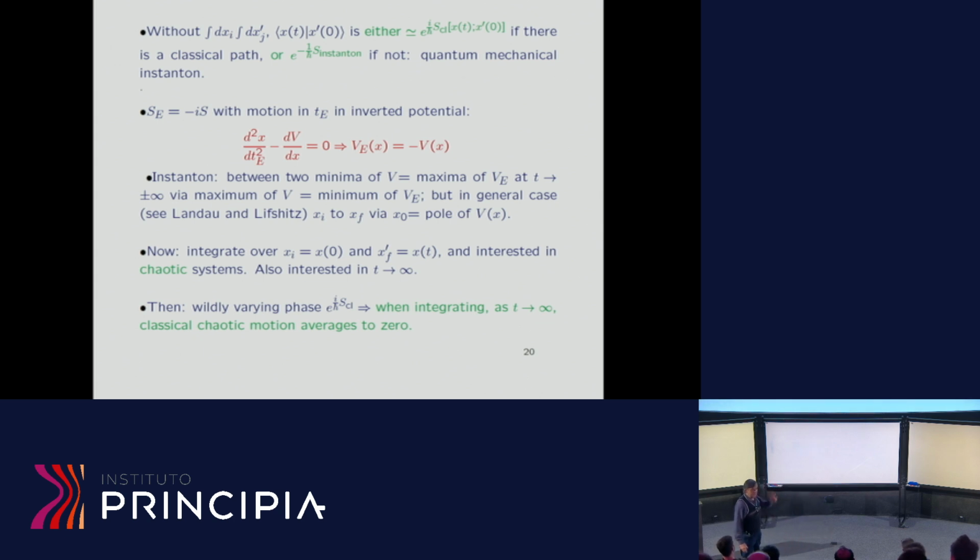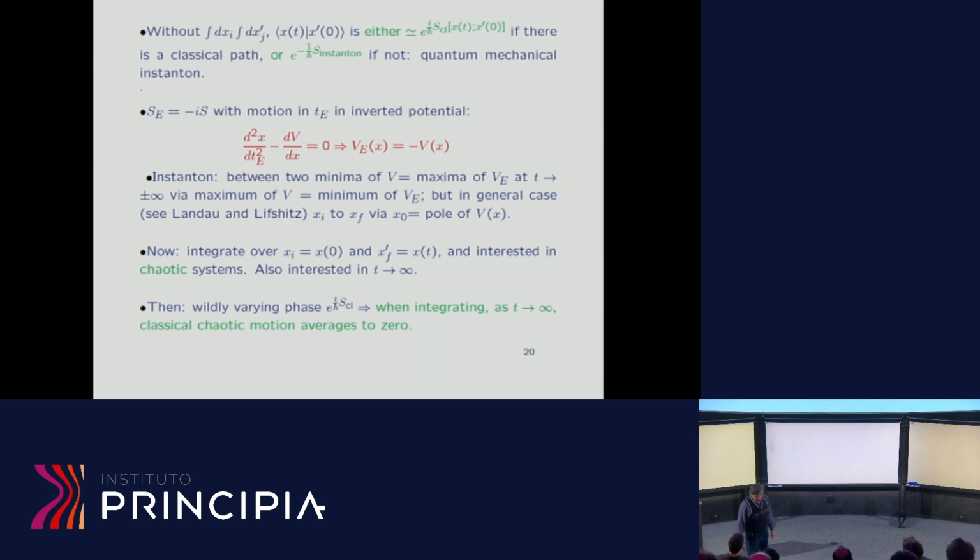However, in the general case, when I'm not talking about minima, there is still a notion of the instanton. You can see Landau and Lifshitz quantum mechanics books, for instance, where you go from the initial to the final point via a pole in the potential. And so I'm saying that now the last thing to do is to integrate over the initial and final points and take time to infinity and consider chaotic systems.